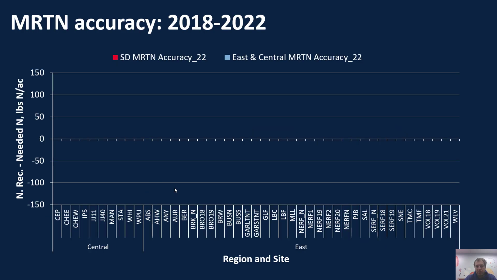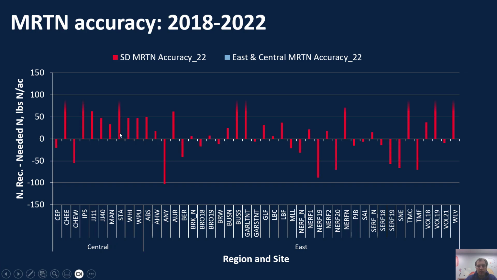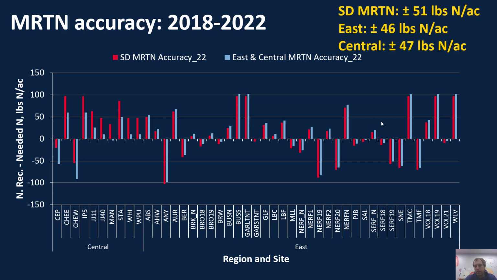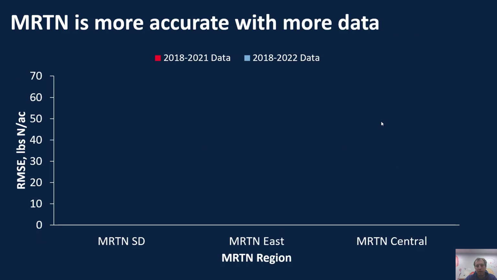So then if we look at the accuracy, using all of the 2018 to 2022 data, we have our central sites here and our eastern sites over here. We want to be close to 0. We have our accuracy for using the MRTN across the whole state, and we tend to get a little bit more accurate in the central part. The eastern part stays pretty similar because the number is pretty similar. So we decrease down to plus or minus 51, and then plus or minus 46, which is better. As we get more data, we're getting better.